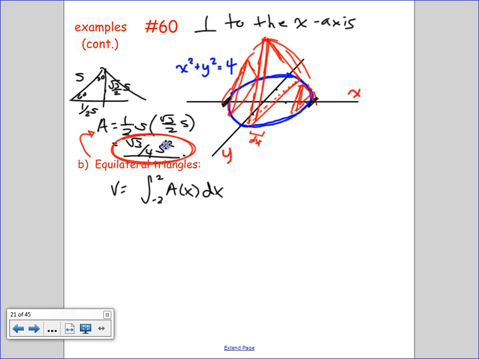So what would I plug in for side? Because I know that I have negative 2 to 2. I know that I have root 3 over 4, right? And I know that I need side squared dx. So what's my side? What have we not done yet? Wouldn't that be? And then wouldn't that be?